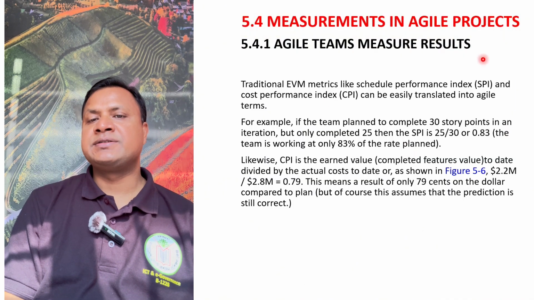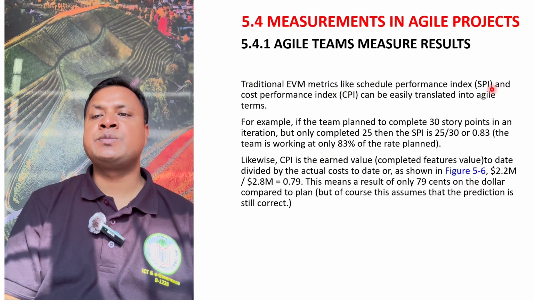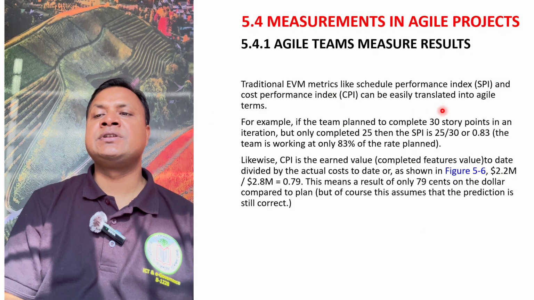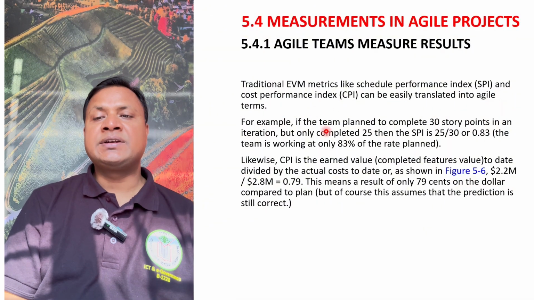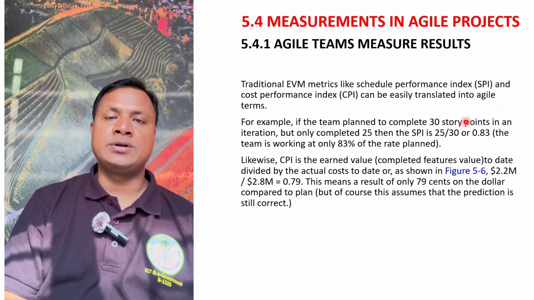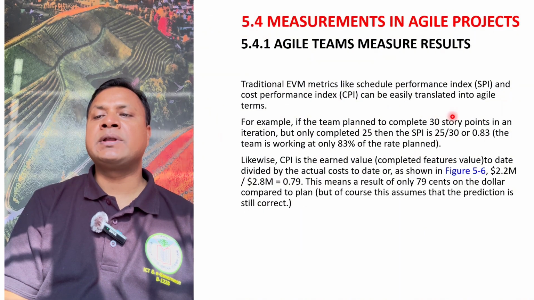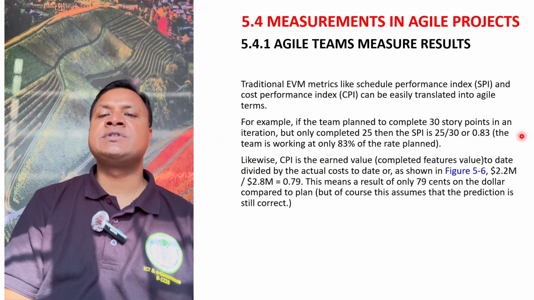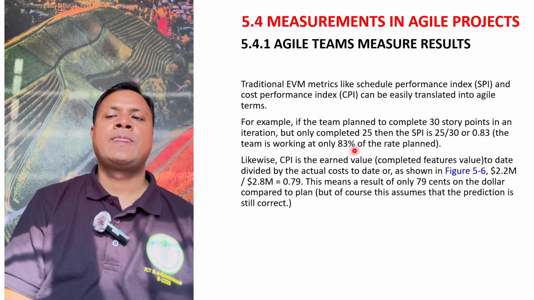In an Agile team, measuring results: traditional EVM metrics like Schedule Performance Index (SPI) and Cost Performance Index (CPI) can be easily translated into Agile terms. For example, if the team plans to complete 30 story points in one iteration, but only completes 25, then SPI is 25 divided by 30, which is 0.83. That means the team is working at only 83% of the rate planned. So it's not 100%, it's behind schedule.